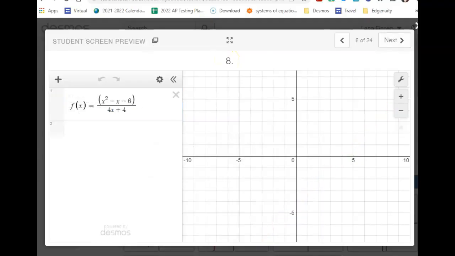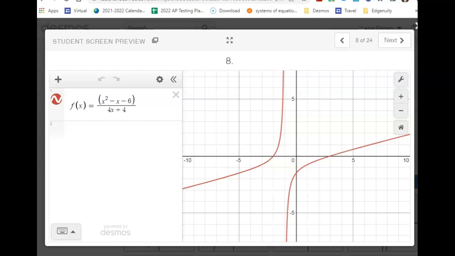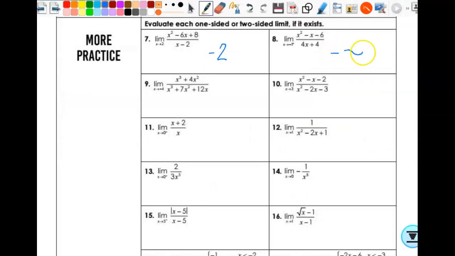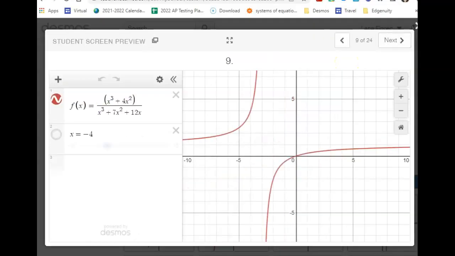Number 8. I want the limit as x approaches negative 1 from the right. So here's negative 1. It is an asymptote. As I come in from the right, what's my limit? Negative infinity. All right, number 9. Want the limit as x approaches negative 4. Okay, is negative 4 the asymptote?